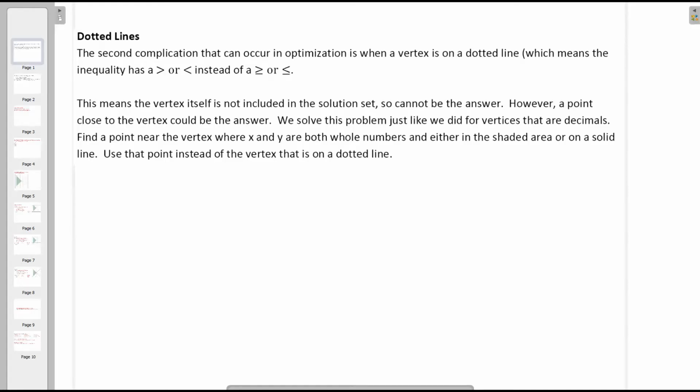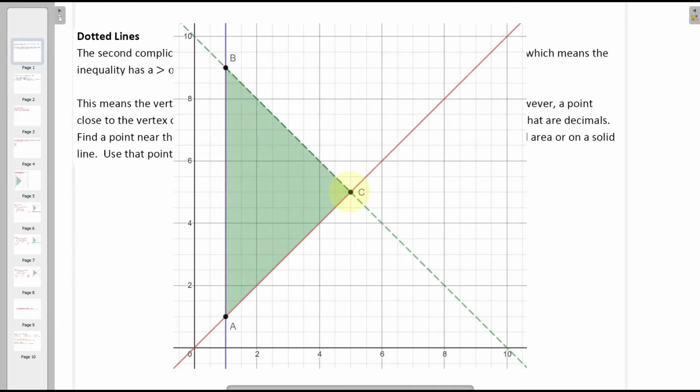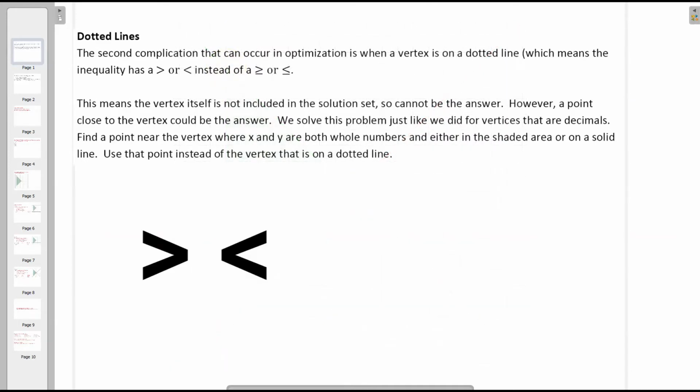The second complication that can occur in optimization is when a vertex is on a dotted line, which means there's an inequality with just either a greater than or a less than sign. It doesn't have the equals as an option. So this means the vertex itself is not included in the solution set, so it can't be part of the answer. However, a point close to the vertex could be the answer.